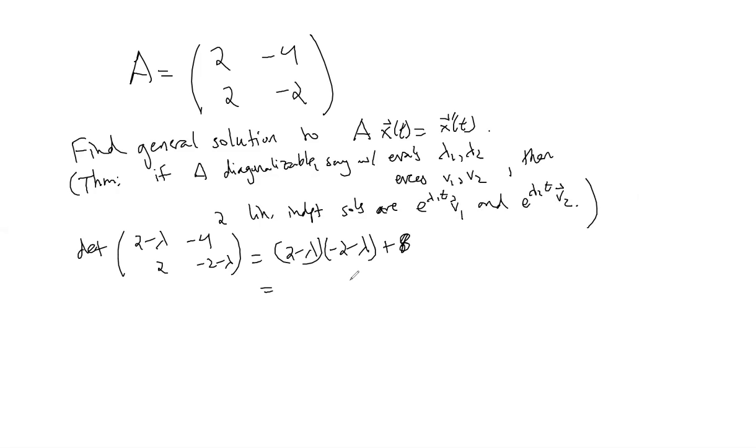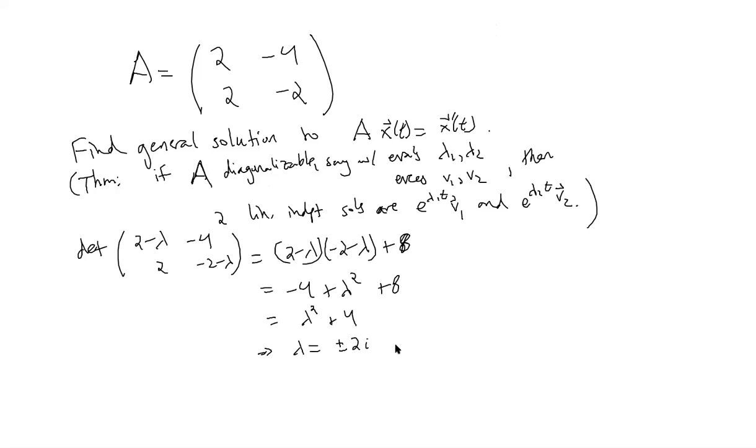Okay, we get -4 minus 2 plus 2, which equals lambda squared plus 4. So lambda equals plus or minus 2i. Okay, so notice that the eigenvalues come in complex conjugate pairs. So we found 2 distinct eigenvalues. So this matrix is diagonalizable.